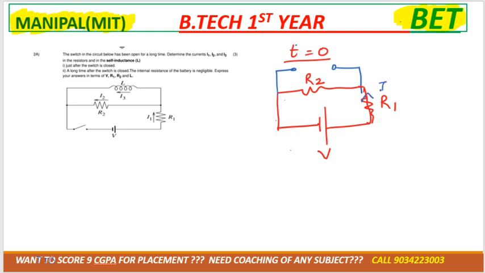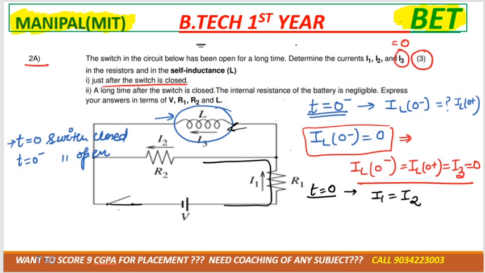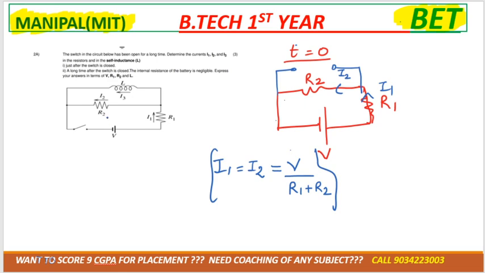So now we need to calculate I1, and now we need to calculate I2. From here we can conclude that I1 is equal to I2, and according to Ohm's law, that is V by R. Total voltage is V over here, resistance is R1 plus R2. So up to here we got the three values. Because they didn't mention the values, we have to calculate in terms of these only: I3 is equal to 0 and I1 is equal to I2 is equal to V divided by R1 plus R2 amperes.